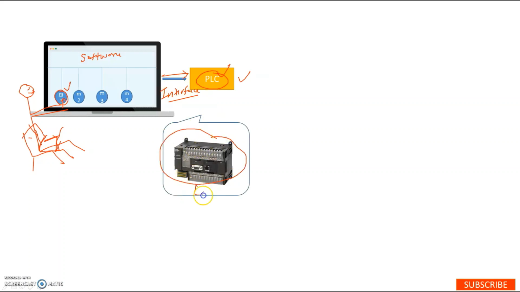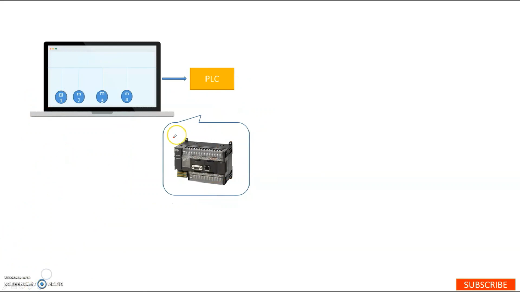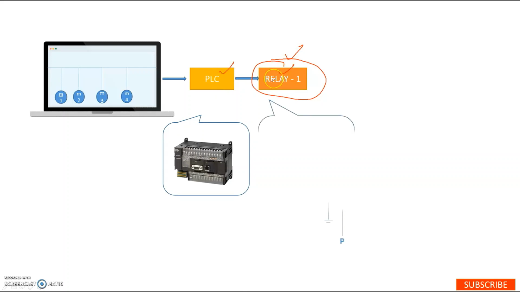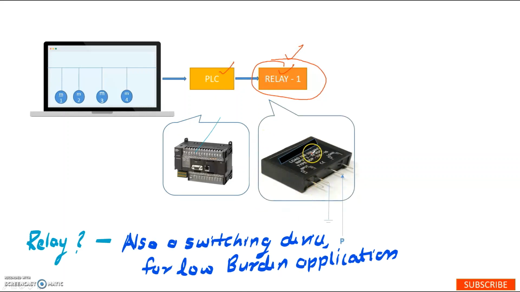So it has input channels, it has output channels. The input channels are commanded by the computer and the output channels give the command to the field elements, and a lot of elements are there. We'll understand it slowly. So the field element that we are talking about here is the relay. So this PLC is going to give a command to the relay. So this basically is a relay.